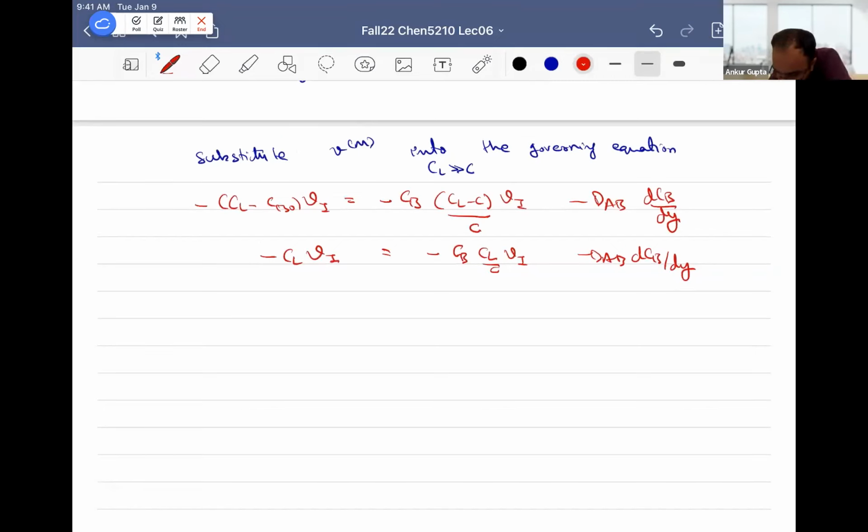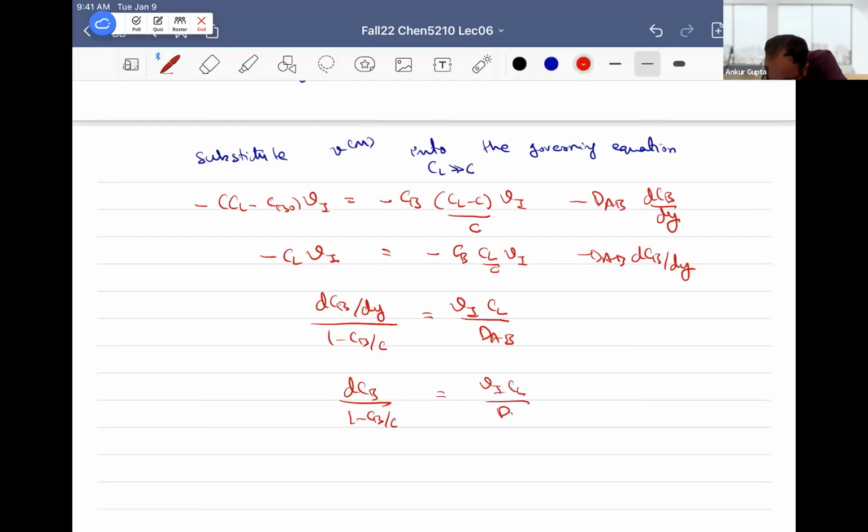And I will just rearrange and give you the final result, dCB by dy, just to make sure I don't make a mistake. 1 minus CB by C is equal to VI CL by DAB. Okay, so this is what you get. And we can integrate VICL by DAB dy. Remember, we can integrate from 0 to h of t. And the concentration at y equal to 0 is CB equal to CB naught. This is not very clearly written. CL here.